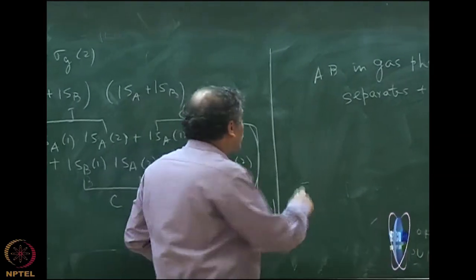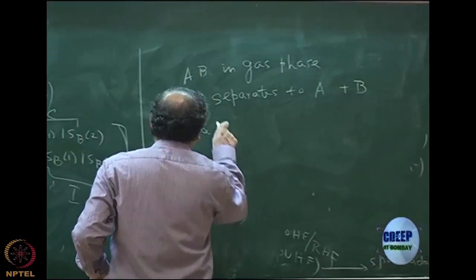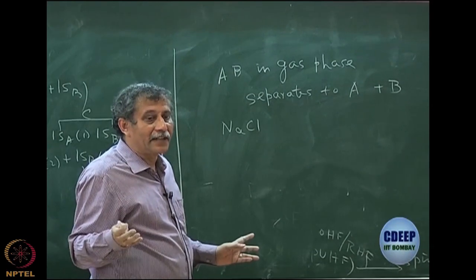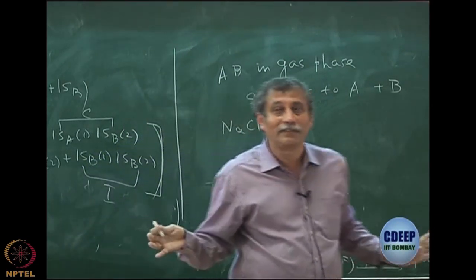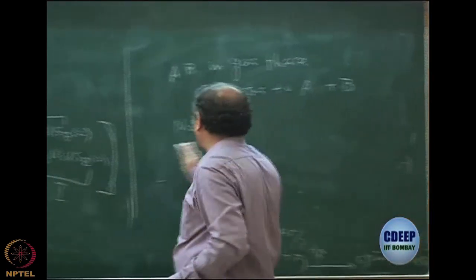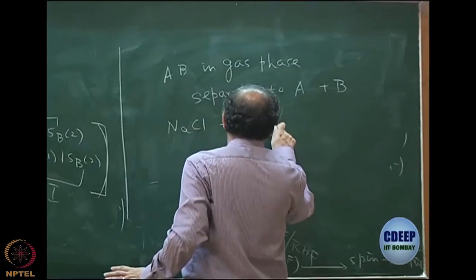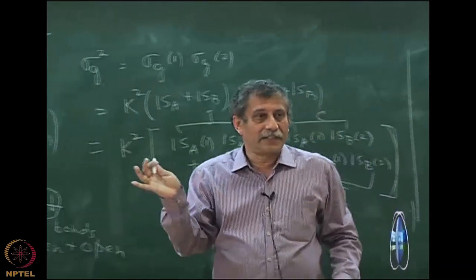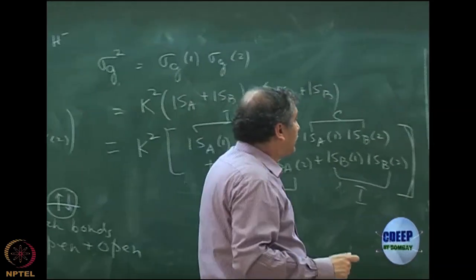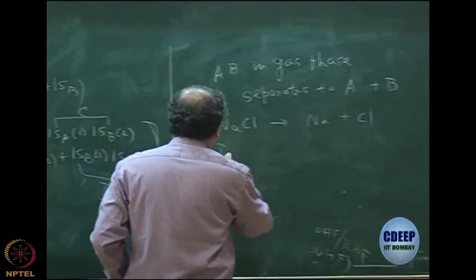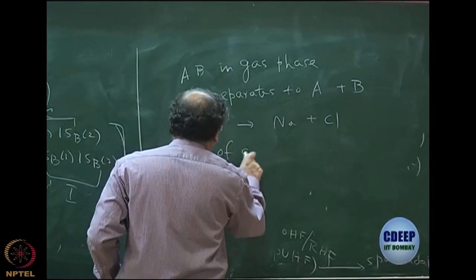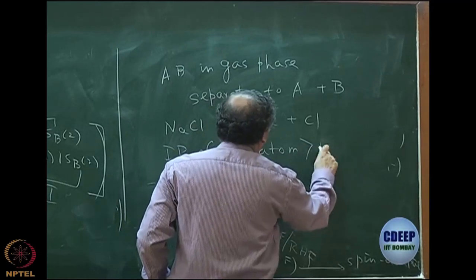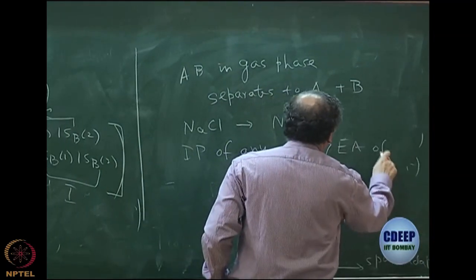Remember this. Sodium chloride, for example. And I ask this question many times, people get confused. The immediate answer is Na plus Cl minus. Wrong. Even sodium chloride in gas phase, it is Na plus Cl. Even such an ionic compound. The reason is very simple. The ionization potential of any atom is always greater than the electron affinity of any atom in the periodic table.